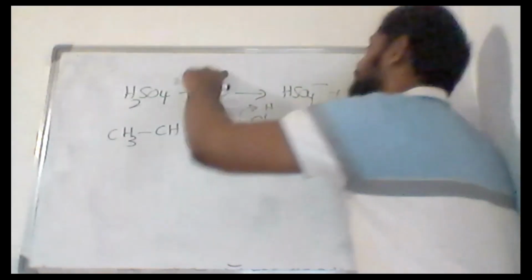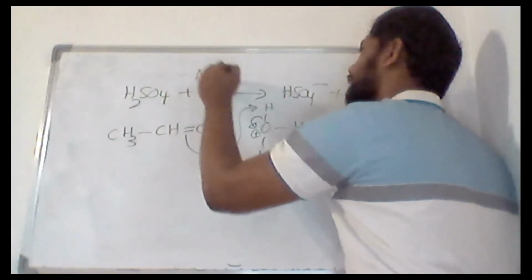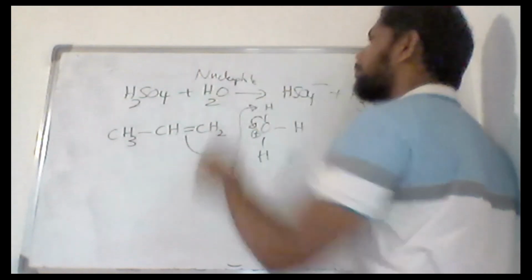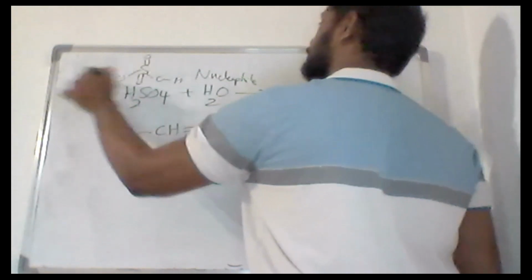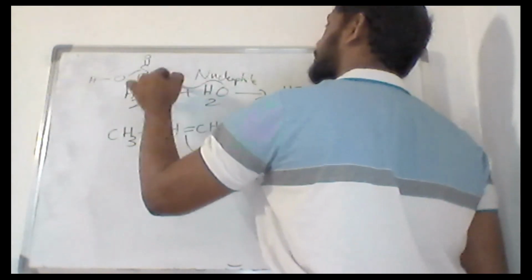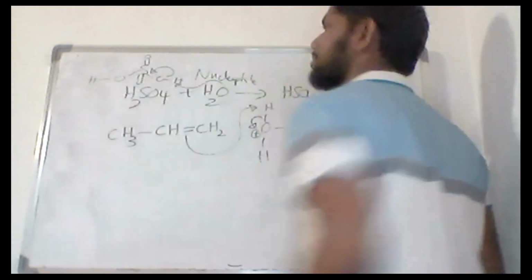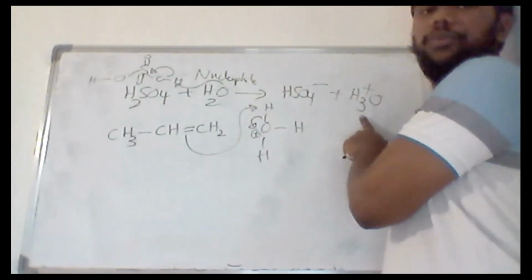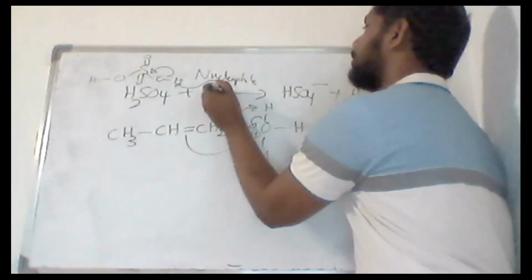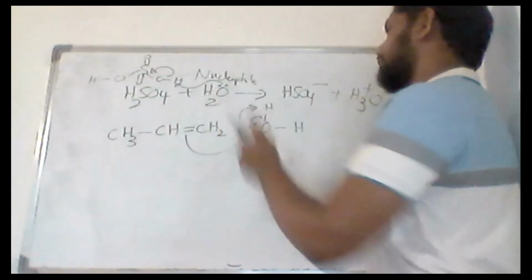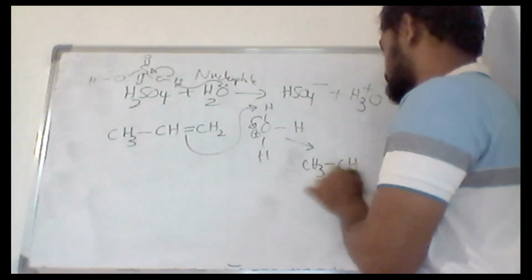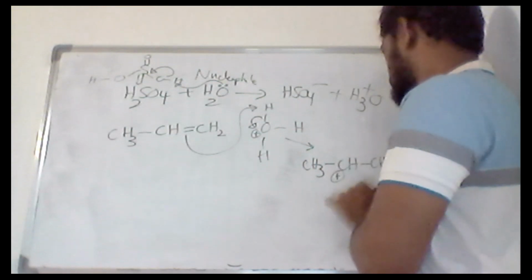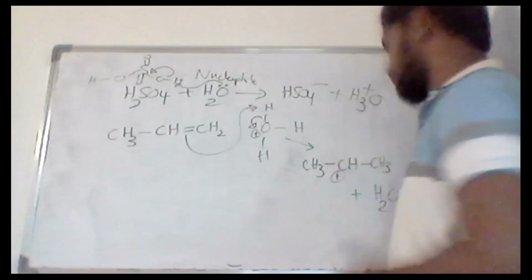Now here, remember, this is the nucleophile. Don't forget. This nucleophile, the H2O lone pair, will attack here. This bond will be broken like this. That is how HSO4 minus and H3O plus are formed. The electron lone pair on H2O will get this terminal hydrogen. And then this will form the first initial compound, CH3, CH plus, CH3, and there will be water, H2O.